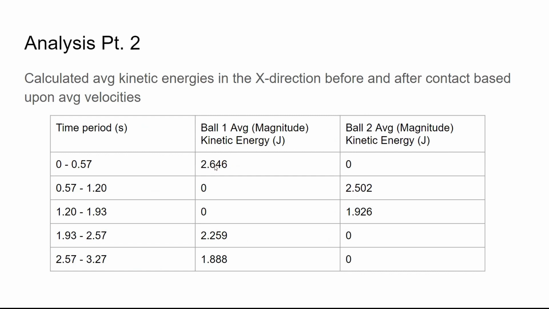This one's 2.6, this one's 0. The transfer happens, this is now 2.5, and then 1.9 is oscillatory. It doesn't stay consistent because it's oscillatory, so it'll stop and then go back. Then there's another transfer, and now this one's 2.2, and this one's about 1.9, while this one becomes 0 again.